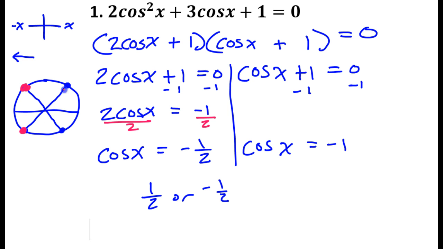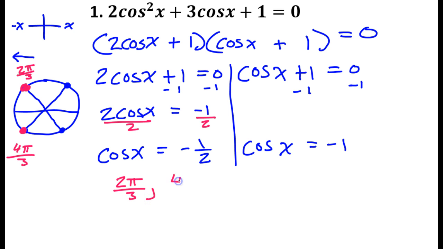So let's see. This is 1 pi over 3, 2 pi over 3, 3 pi over 3, 4 pi over 3. Okay, so those are my 2 solutions to this equation. I have 2 pi over 3 and 4 pi over 3 so far.